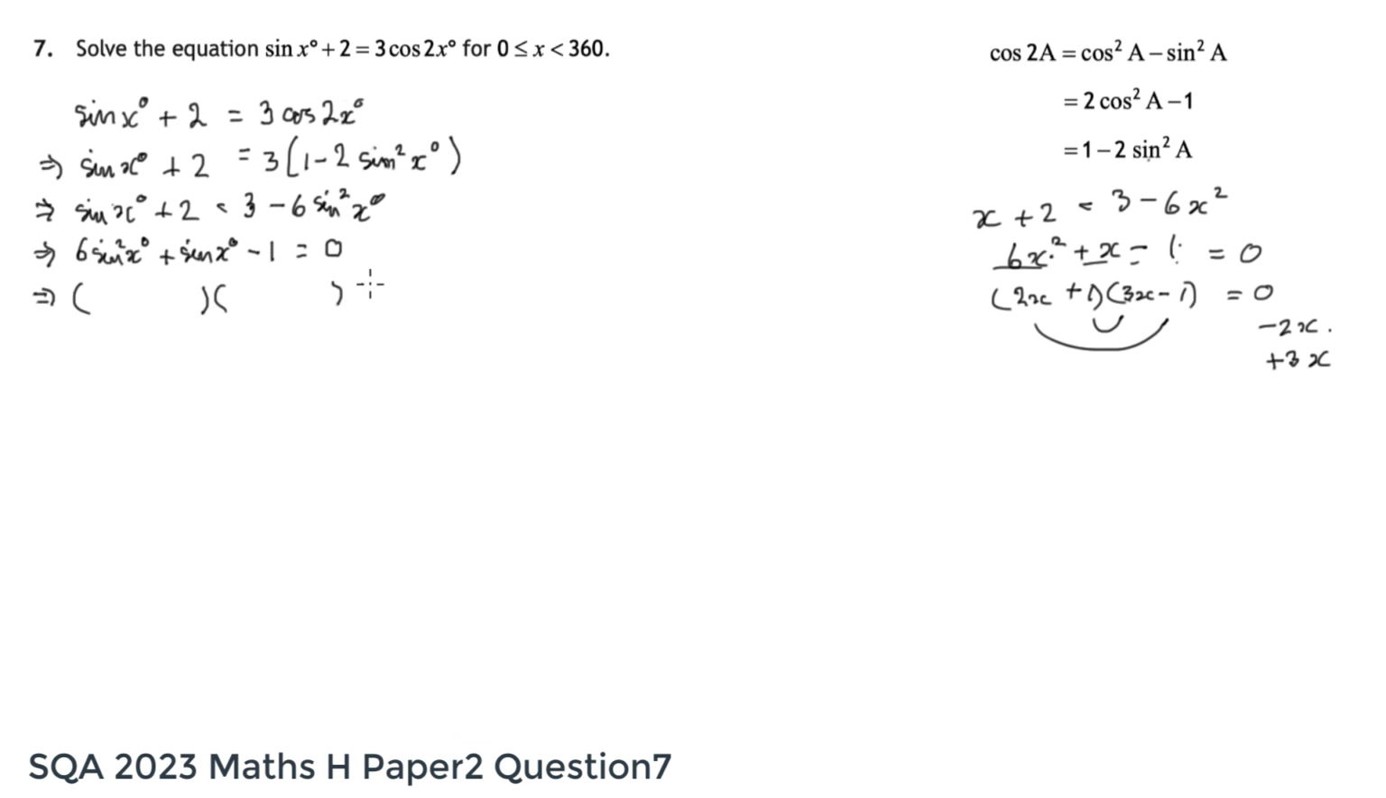So let's just replace, instead of x, we've got a sine x. Let's just replace this result by the same thing with a sine x in there. So it's 2 sine x plus 1. And this factor is 3 sine x minus 1.